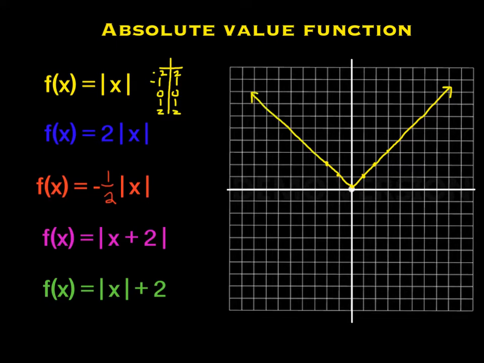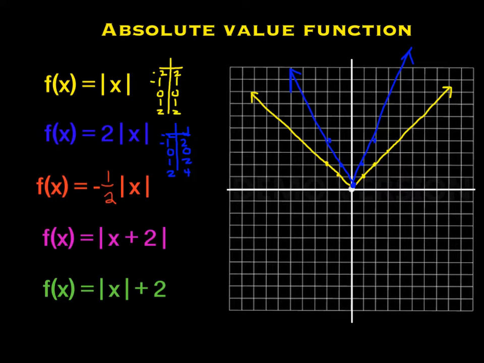Now let's see what happens if we create transformations on these. So let's look at f of x equals 2 times the absolute value of x. So let's plug in those same numbers. 0 is still going to be 0. Absolute value of 1 times 2. Absolute value of 2 times 2. Absolute value of -1 times 2. Absolute value of -2 times 2. So I'm going to plot those. You can see that what I did was I took the yellow guy and I stretched him up.